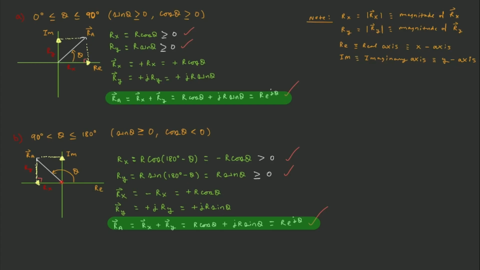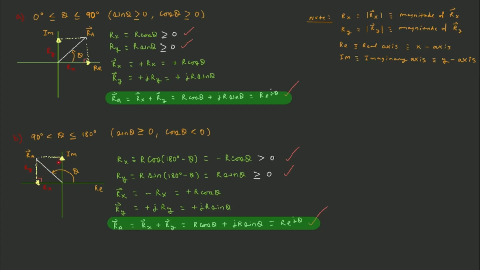Well, our Rx is this vector right here. And this vector is equal to r times cosine of 180 degrees minus theta. So what does that equal? Through trig identities, r cosine of 180 degrees minus theta is equal to negative r cosine of theta, which we know from this fact right here, negative r cosine theta is greater than 0. So our Rx, the magnitude of our x vector, is greater than 0, as it should be, because it's a magnitude.